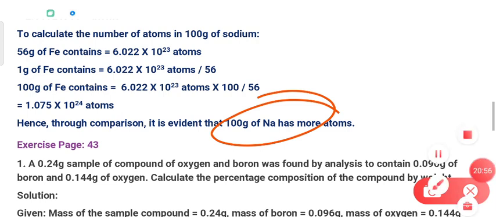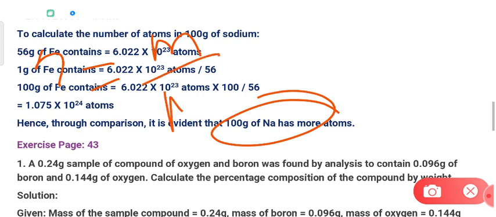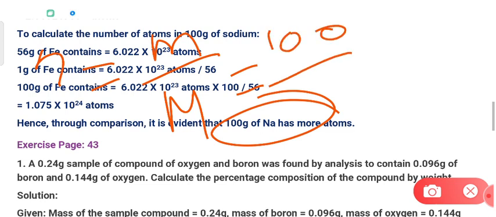We have to just simply find out the number of atoms in 100 gram of each of these elements. So what we can do, first of all, we can find out the number of moles and then multiply the number of moles with Avogadro's number. So how we can do this? If we want to find out the number of moles, that is small n is equal to given mass upon molar mass. For example, if we want to find out the number of moles in 100 gram sodium, then 100 gram divided by molar mass is 23. So this becomes the number of moles.